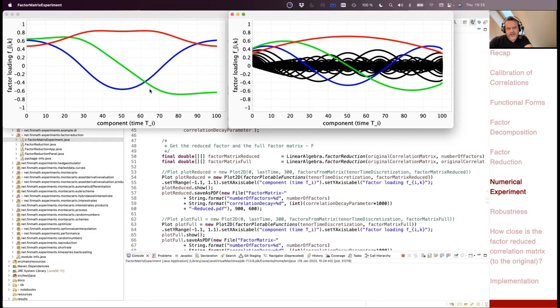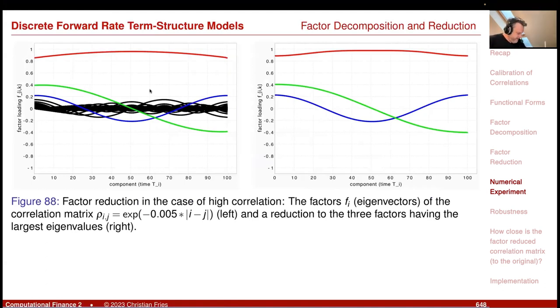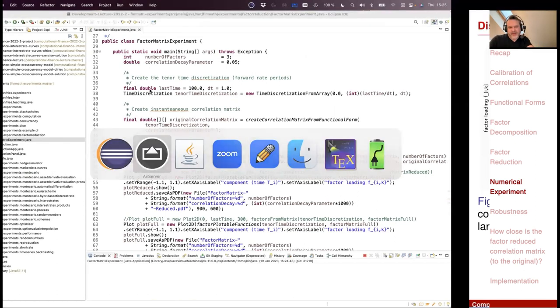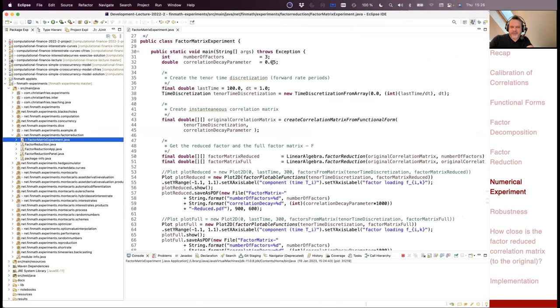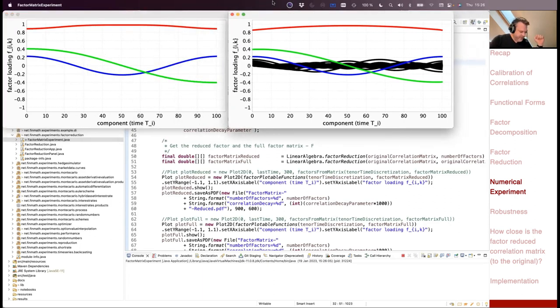Okay, and what is going on here? Is this the picture we had? I don't know. I see my parameter in the script is a little bit smaller, I have 0.05. So maybe let's also take this parameter here. Let's do the same experiment again with a smaller exponential decay. Smaller exponential decay means higher correlation, and we get this picture. So right hand side, the full factor matrix, left hand side, the reduced matrix, reducing to three factors.